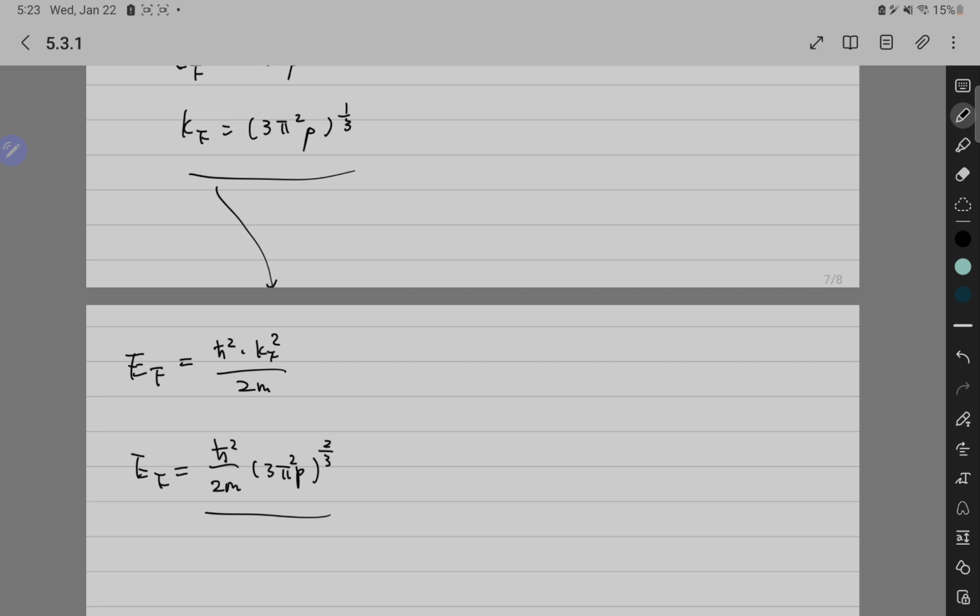This is the energy at the surface of the Fermi sphere, and now we can look at the total energy of all electrons in the gas. We can sum up the contribution of electrons at different energy levels from k equal to 0 to k equal to kF.